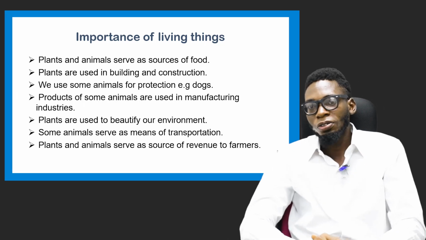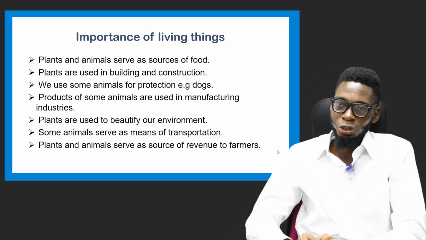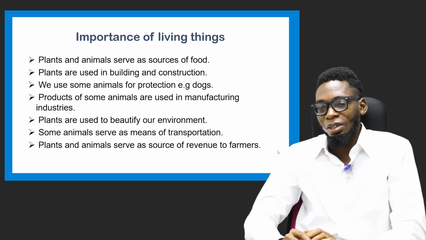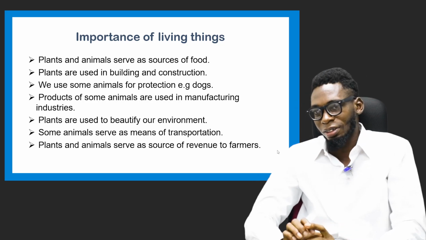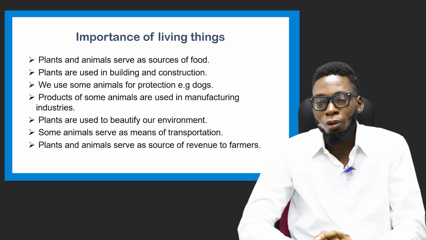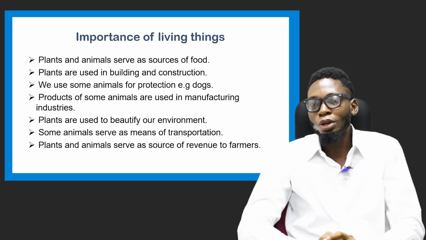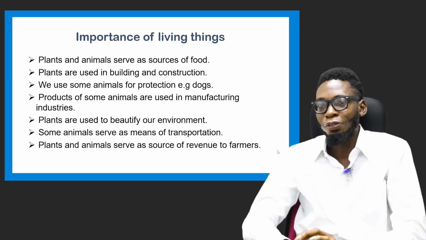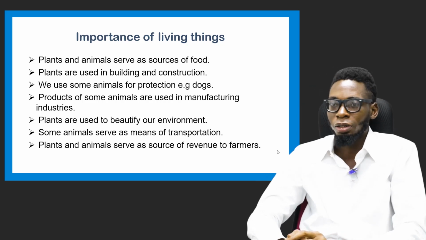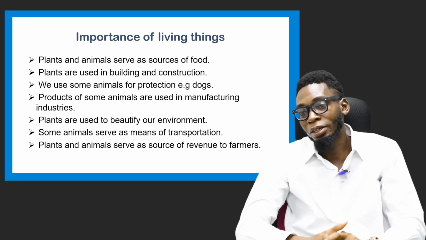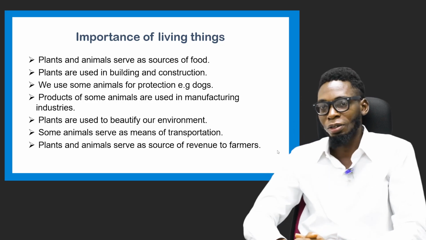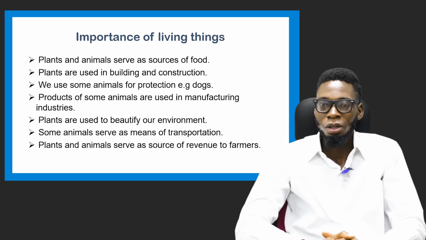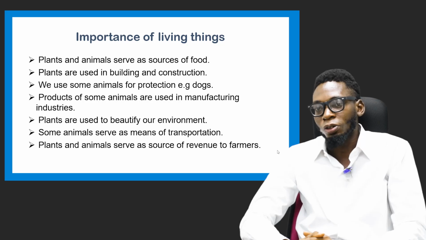Some animals serve as means of transportation. Now, of course, the donkeys and the horses, they are used to transport or move human beings or farm produce from the farm to the market, to the storage place, or human beings from one place to the other. So some animals serve as means of transportation, serve as beasts of burden.